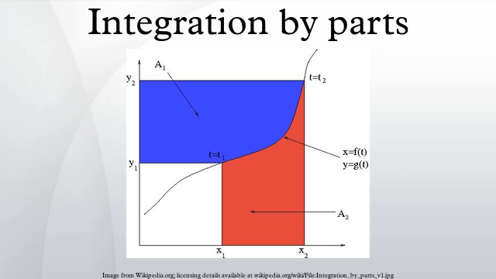Alternatively, we may choose u and v such that the product u' v simplifies due to cancellation. For example, suppose we wish to integrate ... If we choose u(x) equals ln(sin x) and v(x) equals sec^2 x, then u differentiates to 1/tan x using the chain rule and v integrates to tan x. So the formula gives ... The integrand simplifies to 1, so the antiderivative is x.